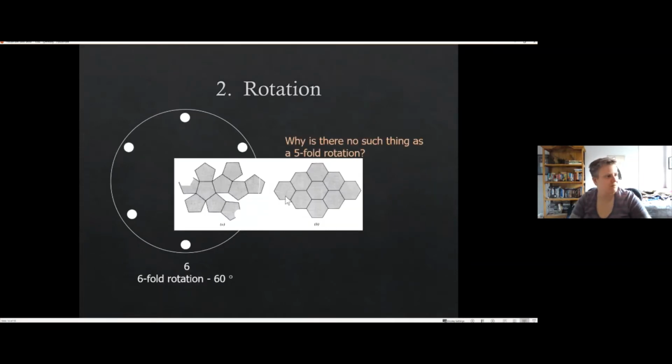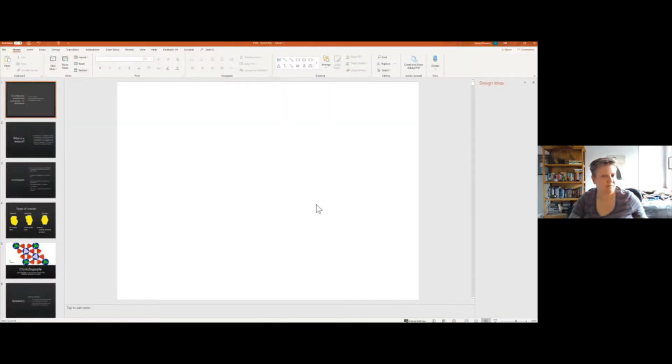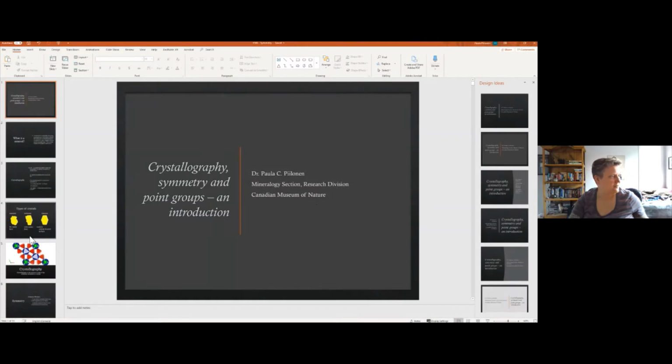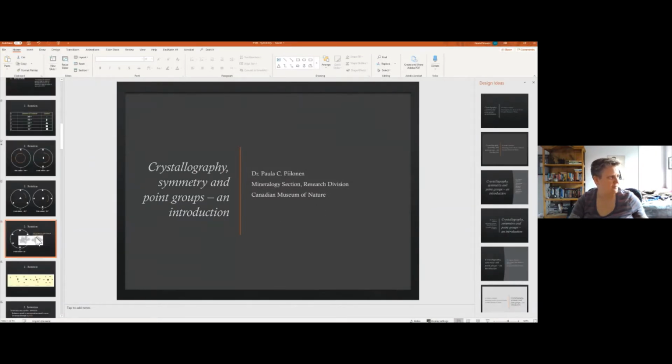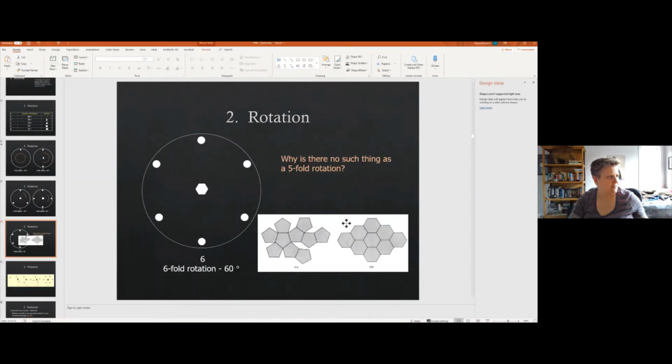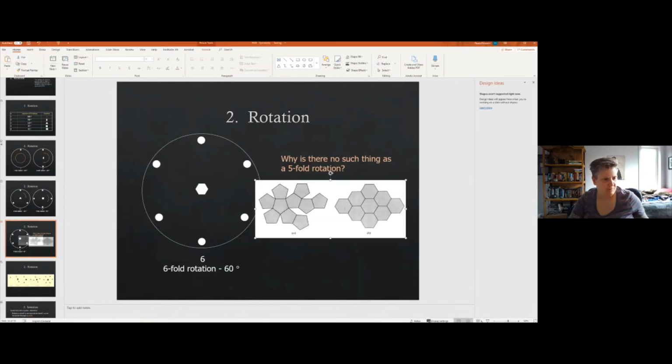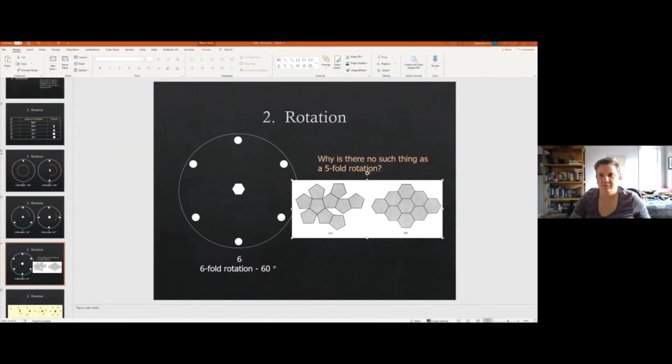Oops, okay, that shouldn't be there, but let's see if I can move it out of the way. There. It's probably a bit better anyway.